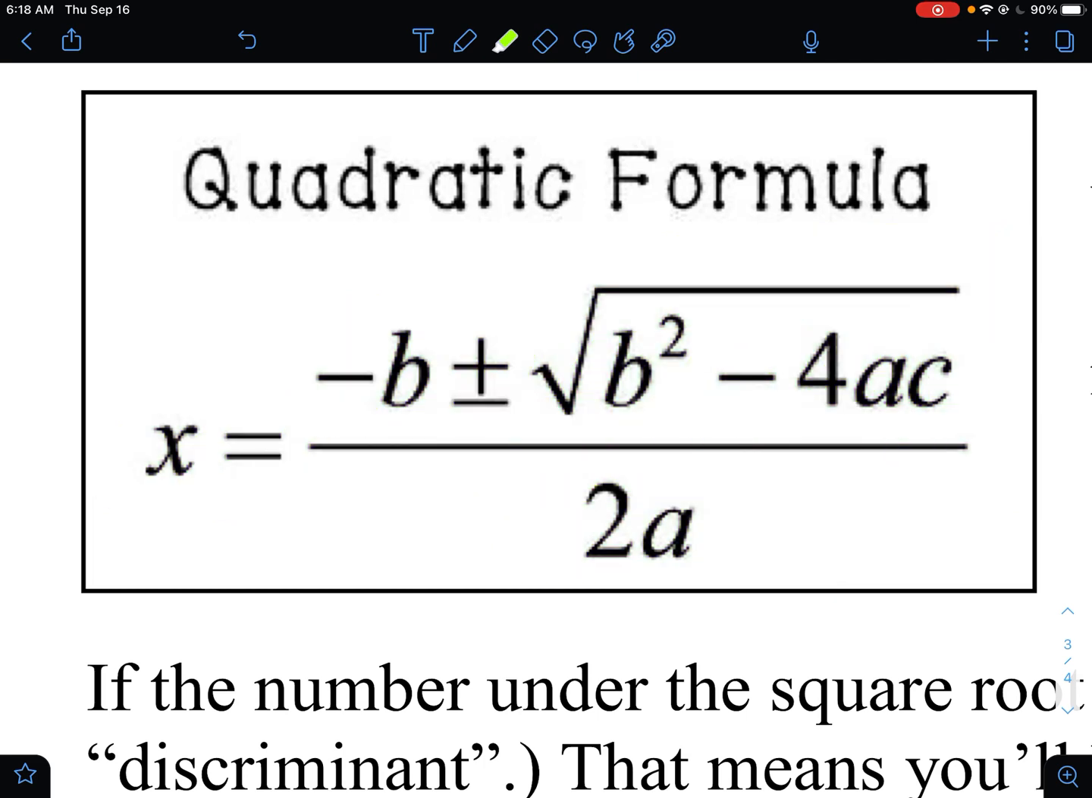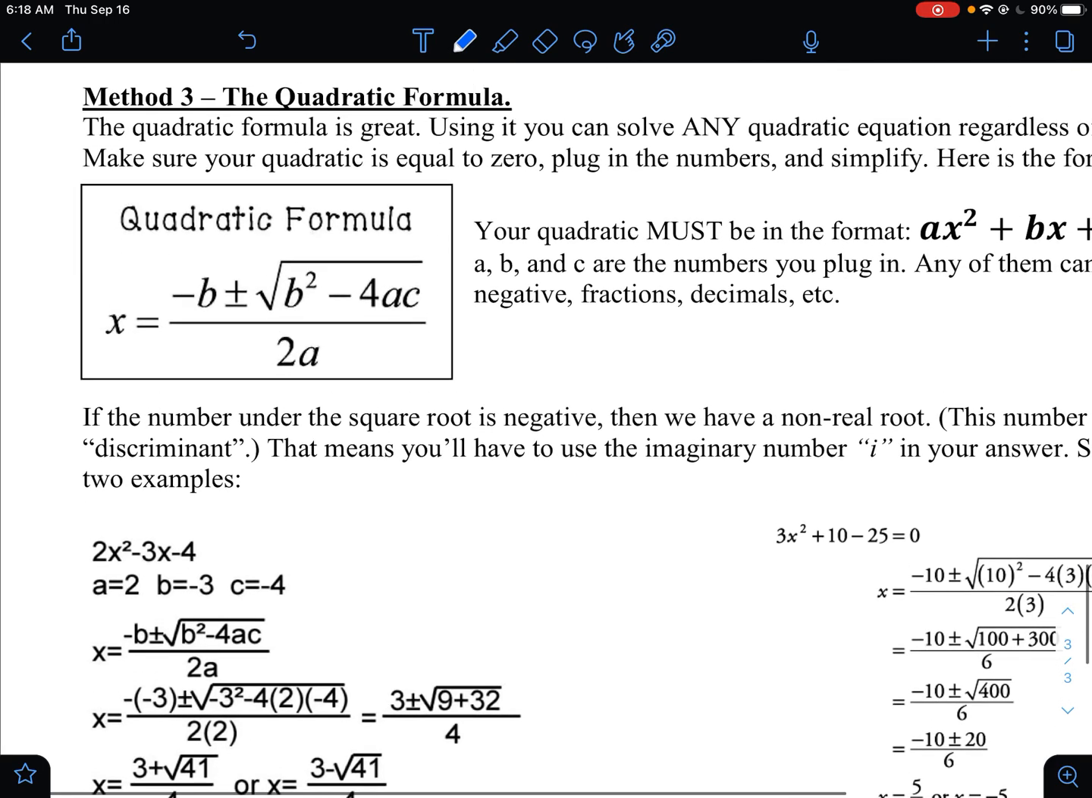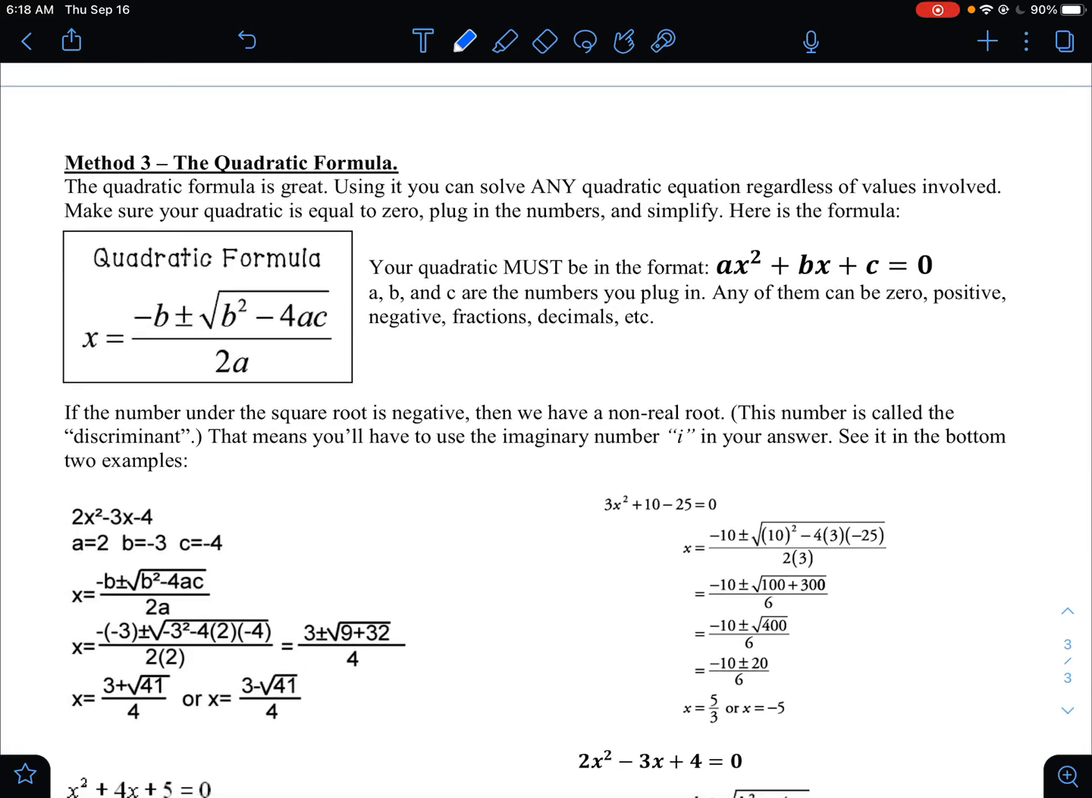Let's try it again. x is equal to negative b plus or minus the square root of b squared minus 4ac all over 2a. And there you go. You can remember your quadratic formula forever. Sing it to yourself a couple times so you got it down. But let's go ahead and see how it works out.